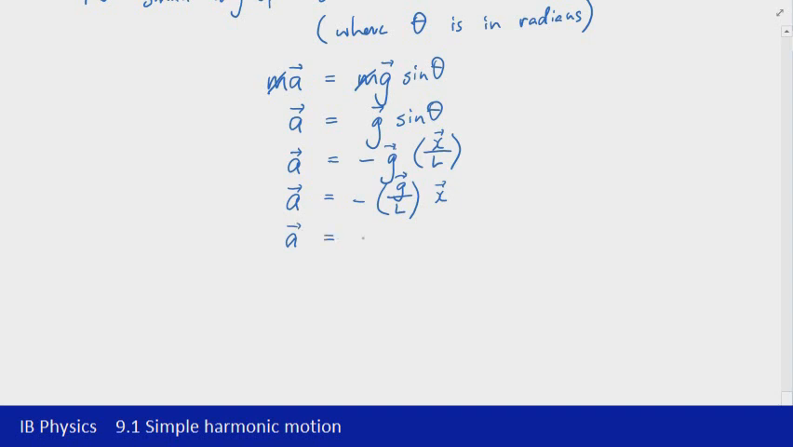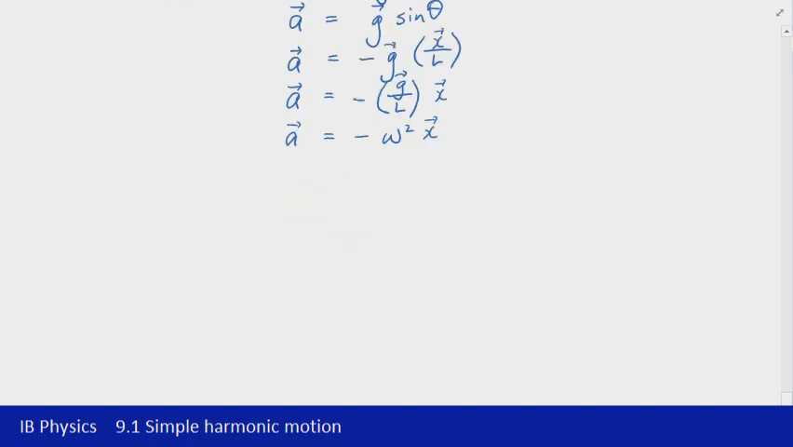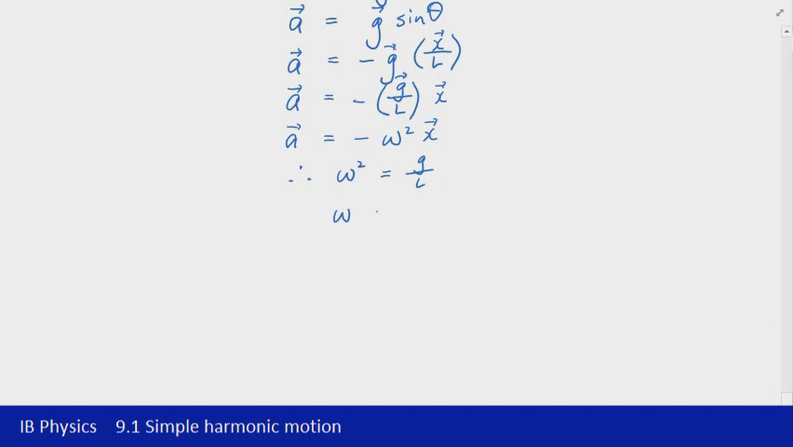And instead of writing g on L here, we're going to write omega squared instead. So there's the equation for the acceleration in terms of the displacement that we've already seen. That means then that omega squared is equal to g on L, or taking it a step further, omega would be equal to the square root of g over L. And technically we should have the plus or minus there.